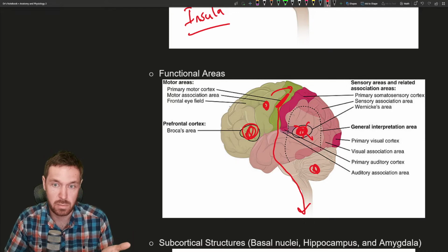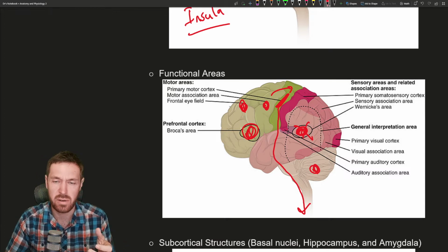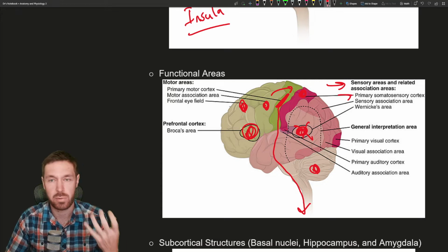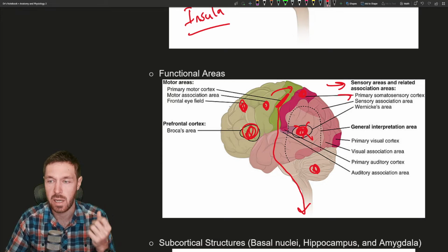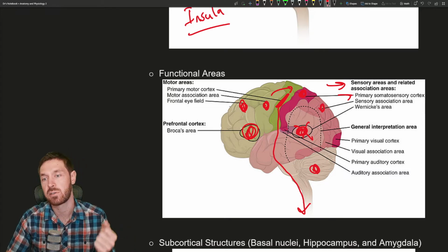And then up here, the frontal eye field, that's just movement of the eyes and things like that. So all this is mainly motor function up here. Then we get back to the sensory areas when we get back to the parietal lobe and go to the posterior region. Primary somatosensory cortex is right here. That's where you're getting all your general senses coming in: touch, pressure, a bug landing on your arm, things like that. Then there's a sensory association area.